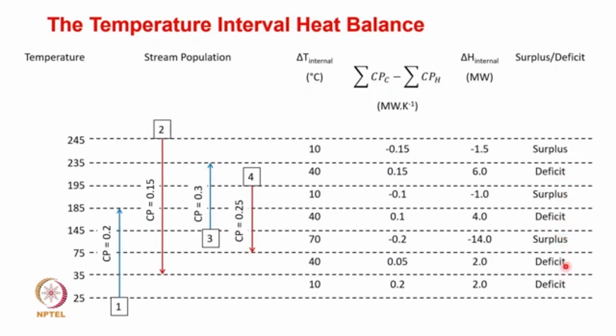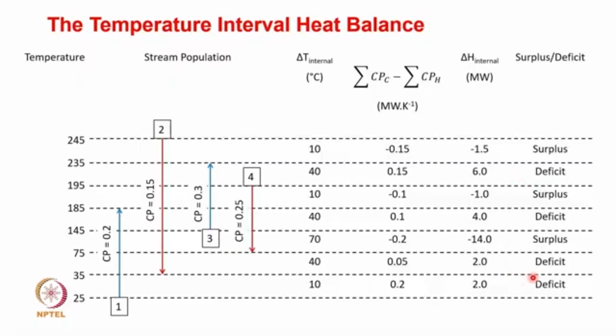So once we identify the surplus and deficit in each of these intervals, how do we make this feasible? That's the next thing. How do we transfer the surplus to the deficit, and even if you are supplying surplus and there is still a deficit, how do we fulfill it? This is the next step in the problem table algorithm.